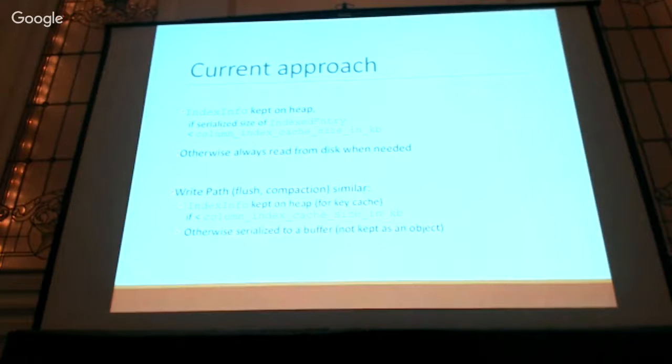For the write path, there's a similar implementation. So if the serialized size of the index entry object will be smaller than 2 kilobytes, everything will be carried on heap only. If it gets bigger, it will be serialized into a binary and just flushed to disk. So there are a lot fewer objects to manage for the garbage collector.